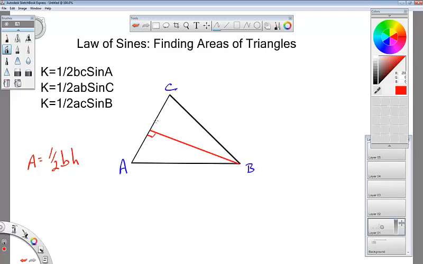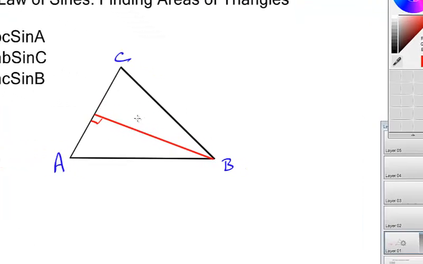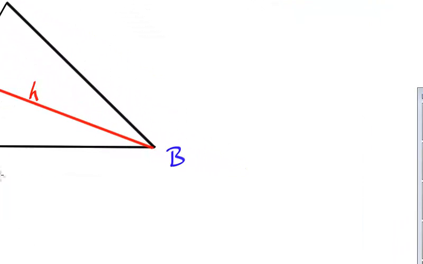It doesn't necessarily split this in half. The way I did it, it kind of looks like it does, but let's say it hit it down here. Whatever, it's a right angle. And we'll call this h for the height of it.